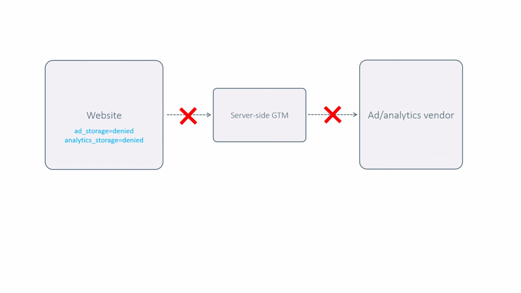Let's say that a visitor lands on your website, the consent is denied. And in that case, ideally, you should not even send the request to your server-side Google Tag Manager container, which means that there will be no request sent further to the vendor. And also there will be no data enrichment happening somewhere in the middle of this process.